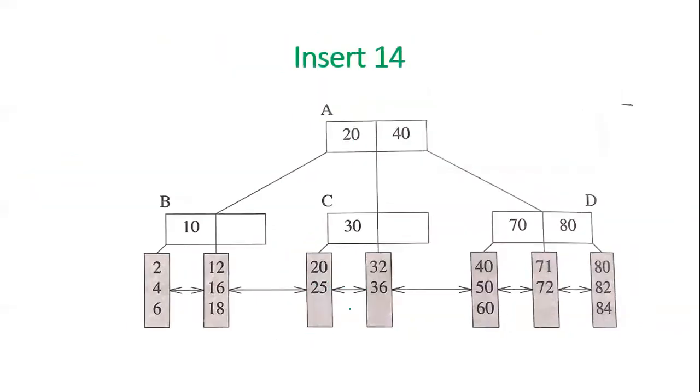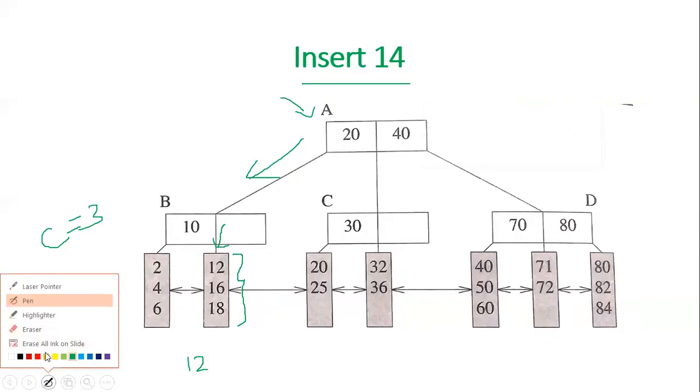Fine. Now let us see, we want to insert 14 into this particular tree. So where to insert 14? Start with the root. 14 is less than 20, so take this path. 14 is greater than 10, so take this path. But if you see this node, it is already full. The capacity is 3. It already has 3 elements, 12, 16, and 18. So now we cannot insert. So what should we do? We pretend to insert. So 12, and then the new element is 14.